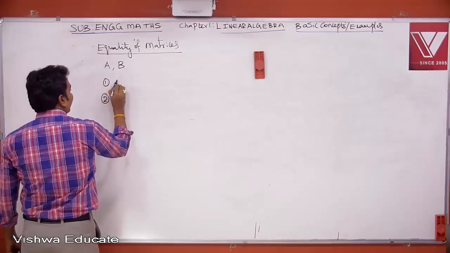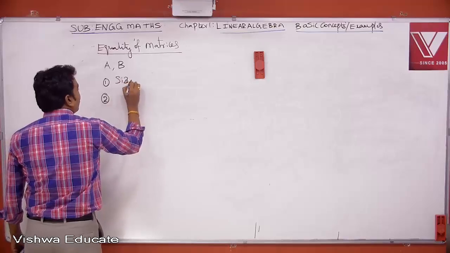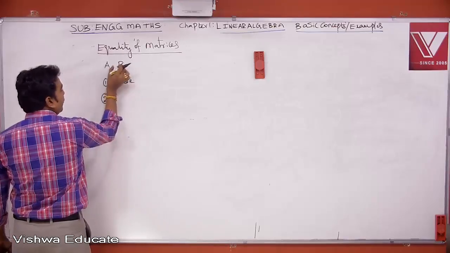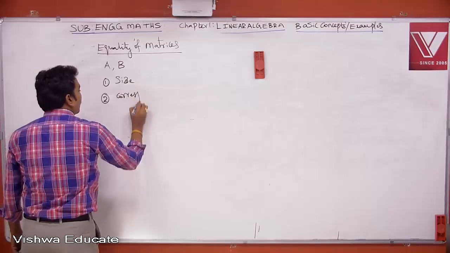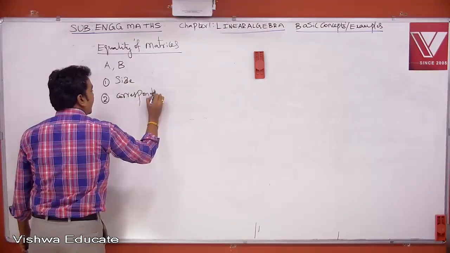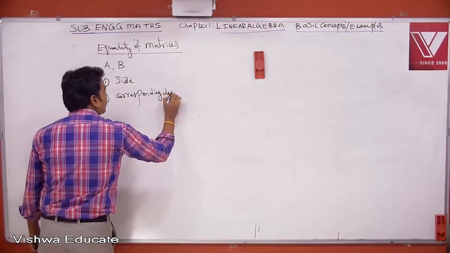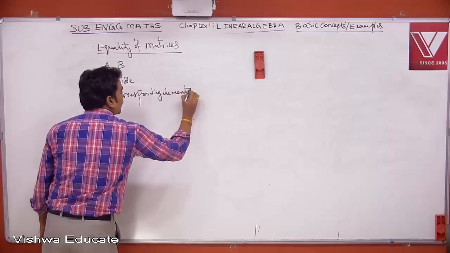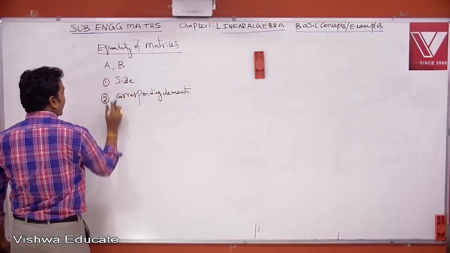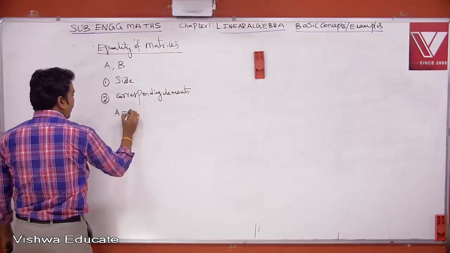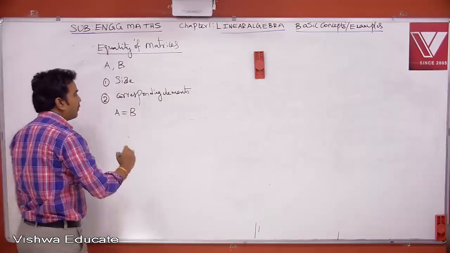Property 1 is the size of A must be the same as size of B. Second one is corresponding elements in A comma B should be equal. So whenever two matrices A comma B satisfy these two properties, then we say that A and B are equal. Symbolically we write it as A equal to B.